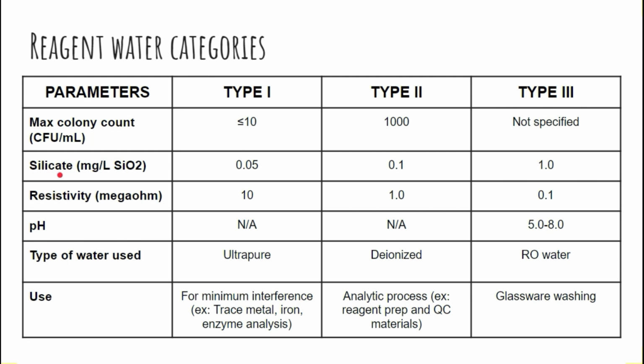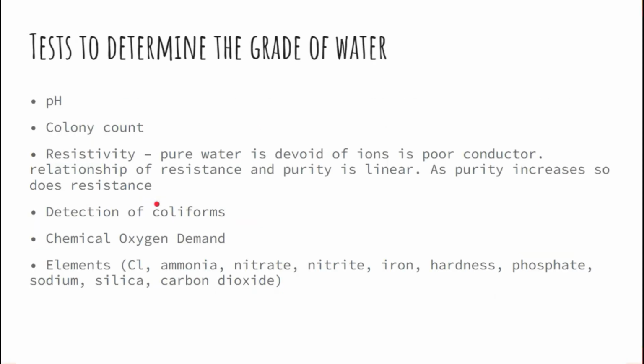Again, ulit-ulit tayo, type 1 ang pinakamalinis. Therefore, the silicate content of type 1, siya po ang pinakakonte with 0.05. While for type 2, 0.1, mas madami ng kaunti. While type 3 po, 1.0 na po ang score ng silicate. When it comes to resistivity in mega OHM, resistivity po, next slide lang ako for the meantime.